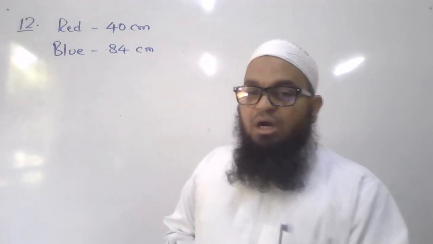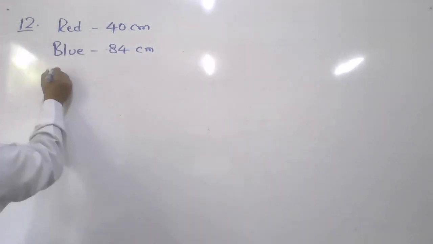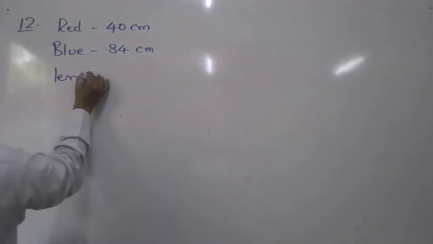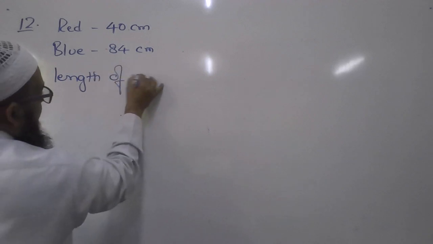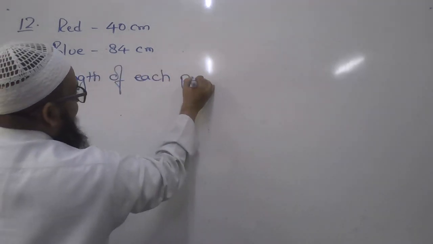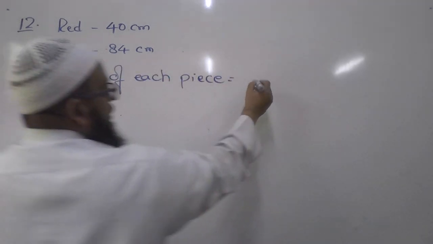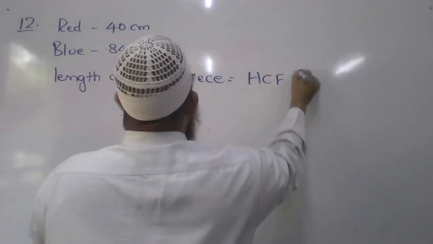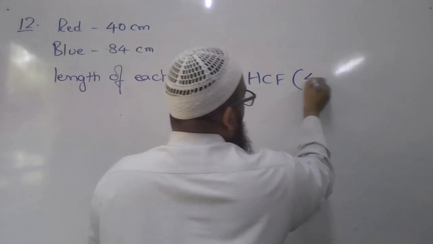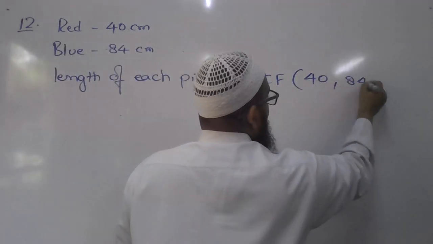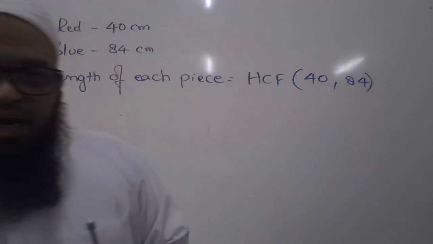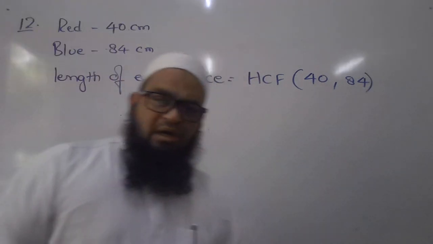Therefore, in order to find the length of each piece, what do you have to find, my dear students? You have to find the highest common factor of 40 and 84. Did you understand now? It's very simple. No need to get confused.